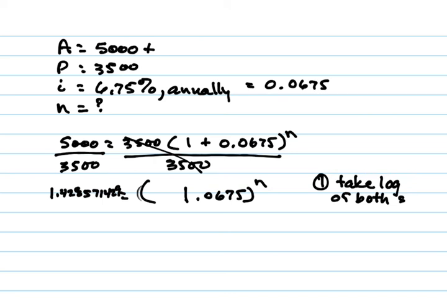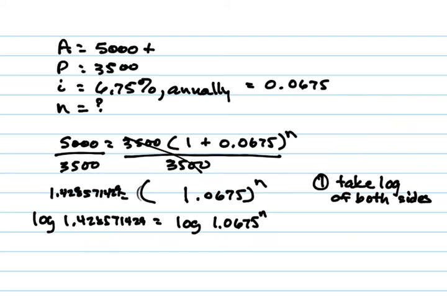Now, there's no math here. Your calculator is going to do all the math. You're just going to put log in front of this number and log in front of the 1.0675 raised to the nth power. That's what I mean by taking the log of both sides. There's no math involved there. You just put log in front of both of them.